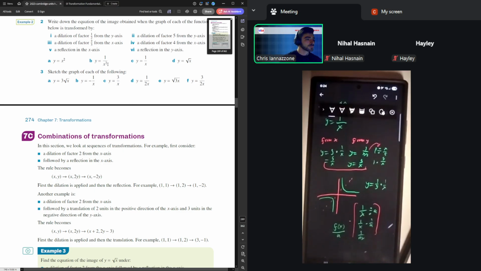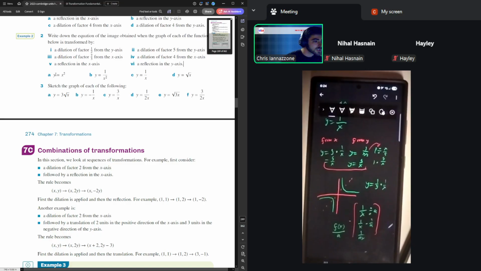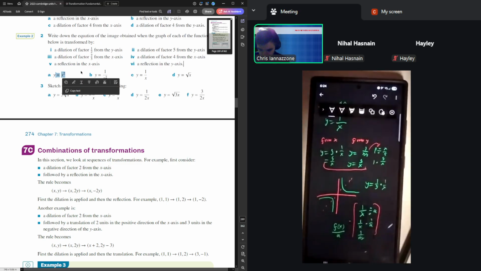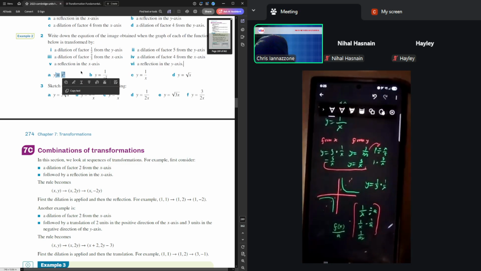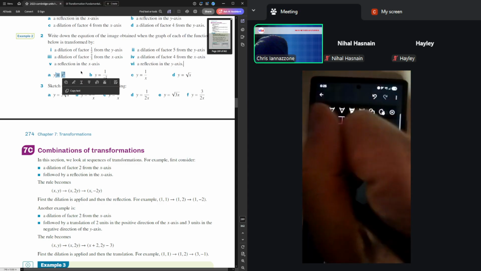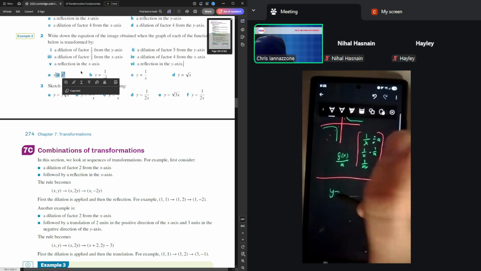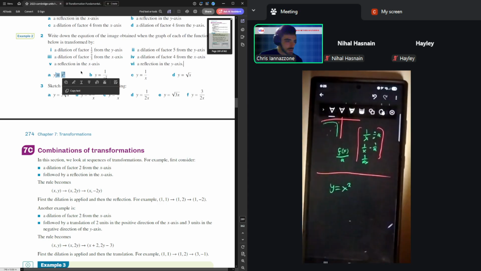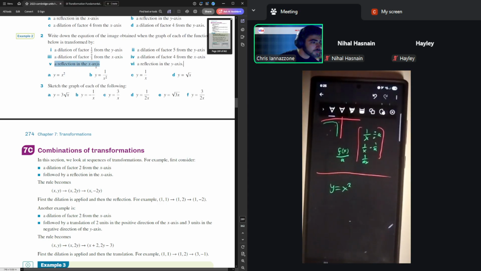Reflections? Yeah, sure. Let's do it. So let's go with, yeah, why not? We'll go the quadratic. Y equals x squared, and we're going to try and do the reflection in the x-axis.